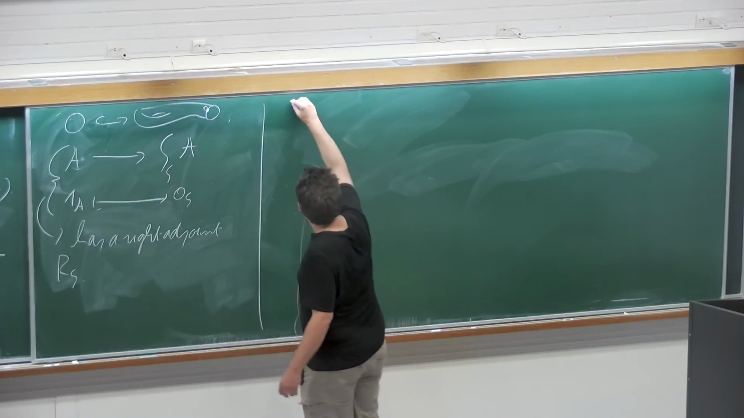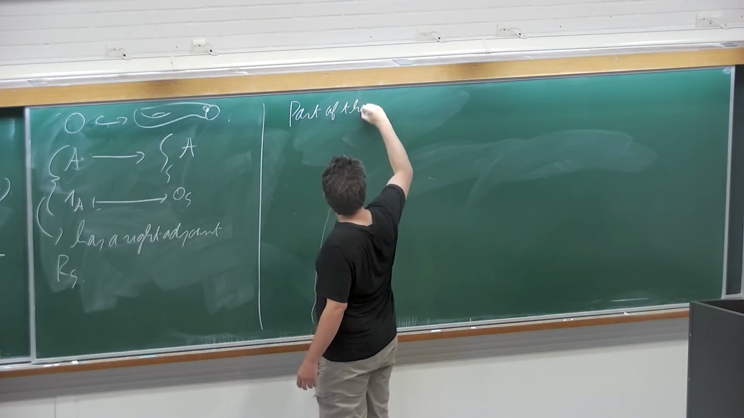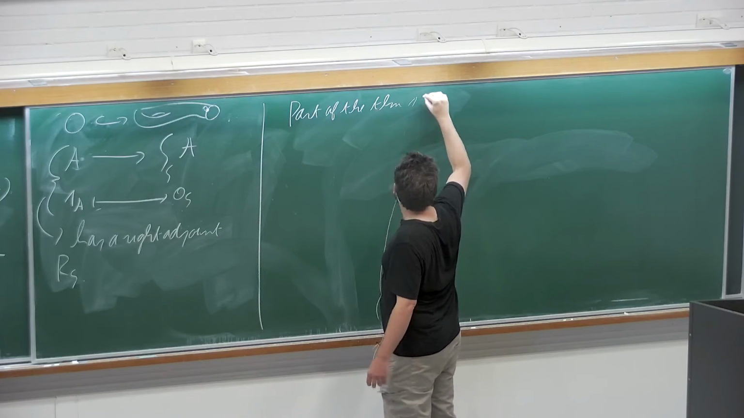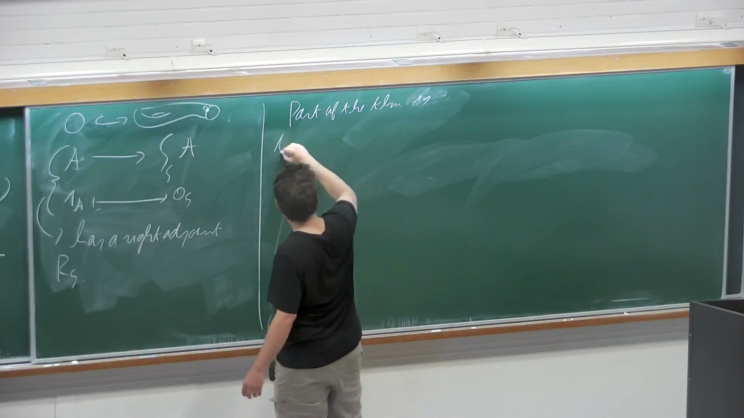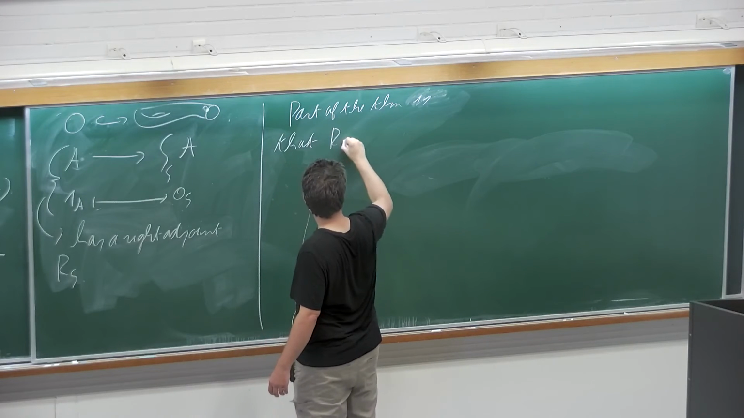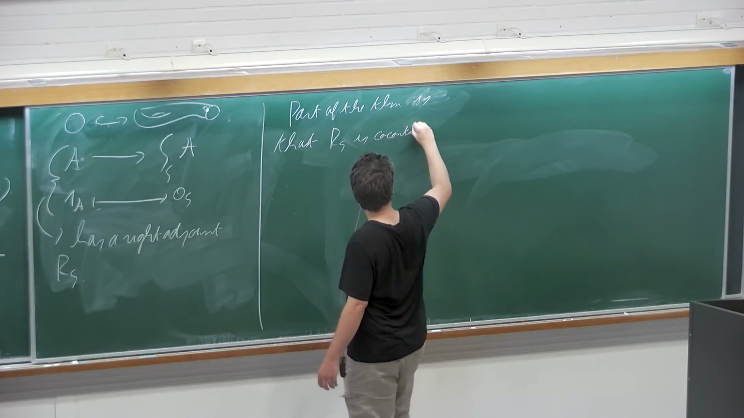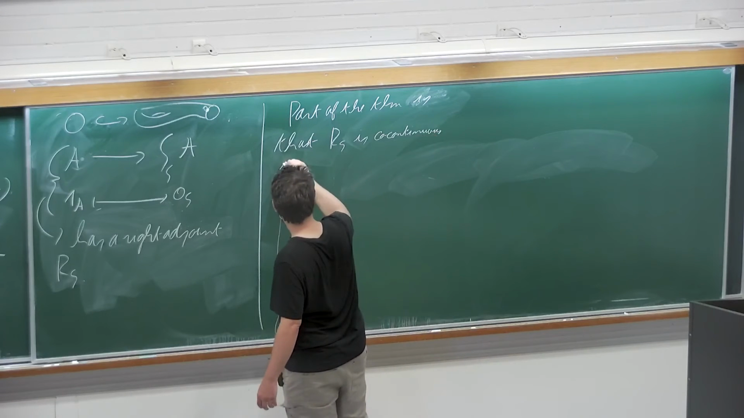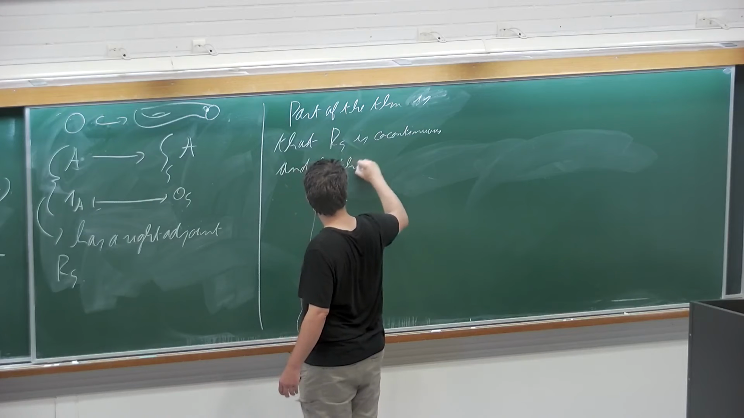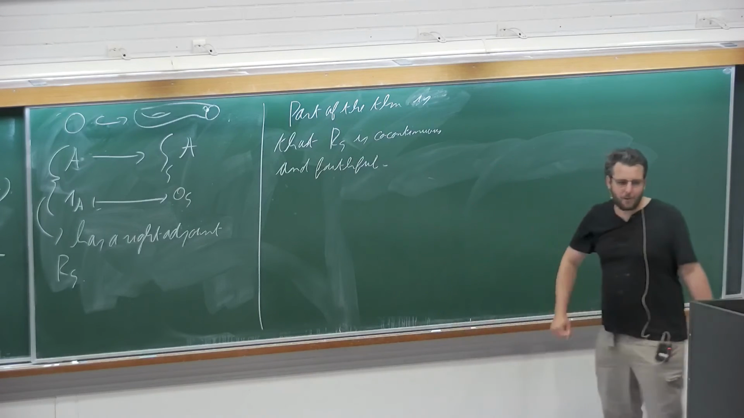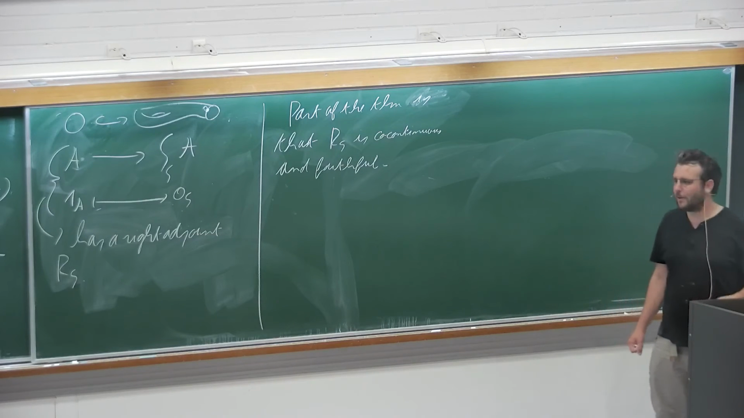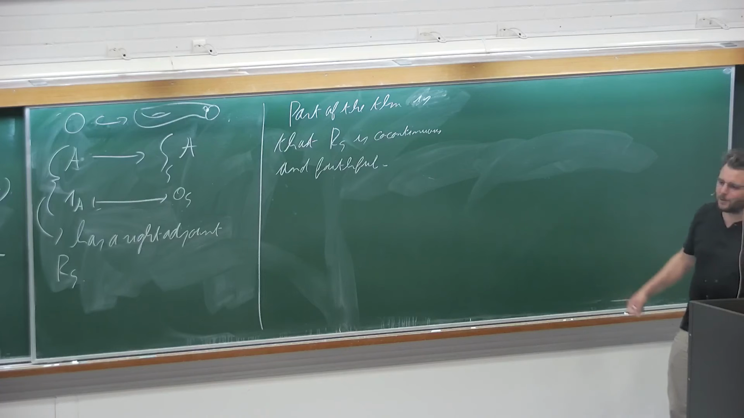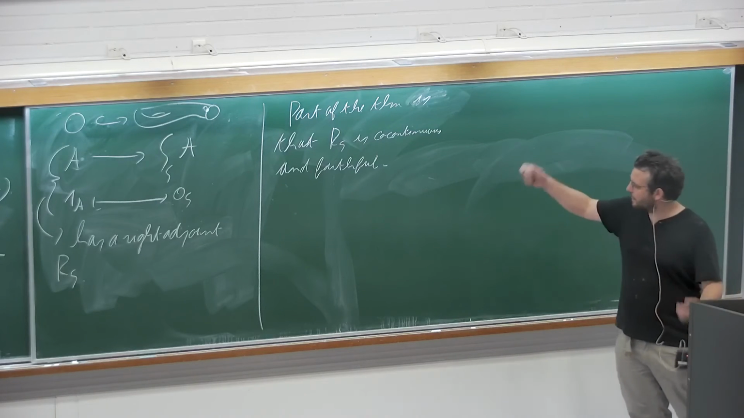And I claim that part of the theorem, or rather the proof, states that this adjoint is actually itself co-continuous, so it preserves colimits, and more importantly, it's faithful. And this is actually how you prove the theorem. Remember, we had an exercise two days ago saying that if you have a category with a faithful functor to vector spaces which preserves colimits, then this has to be modules for an algebra. So here we go. I didn't want to talk about the proof, but basically here it is. The whole point is to prove that this right adjoint satisfies this property.